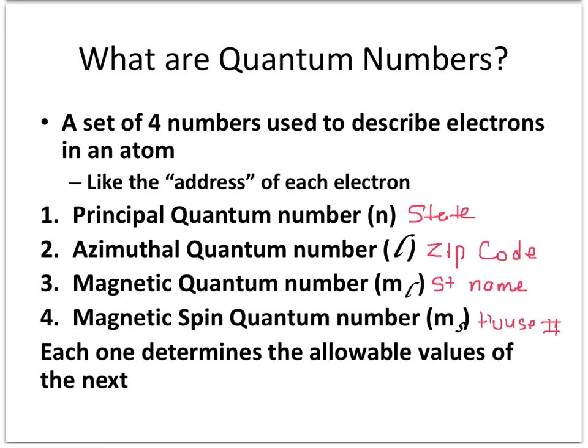These are the things we use to identify or find a location when we go somewhere. So we need to know the state the person lives in, the zip code, the street name, and then the house number. We start very broad, narrow it down, narrow it even further, and then pinpoint exactly where that person lives. That's the same thing we're going to be doing with these quantum numbers when we're talking about the address or the location of each electron.